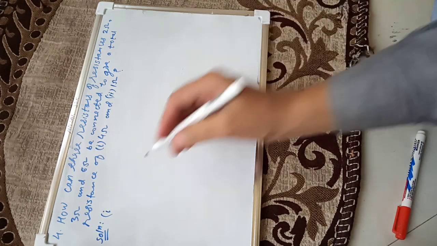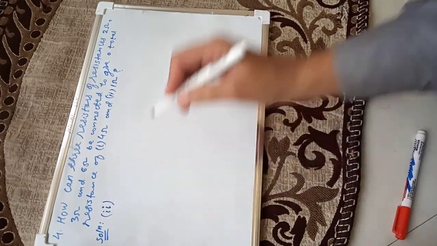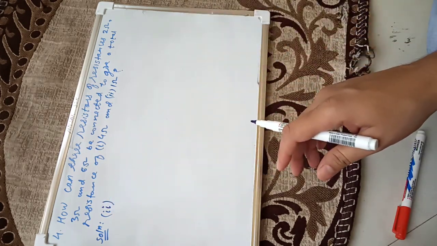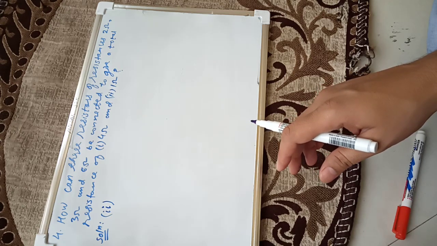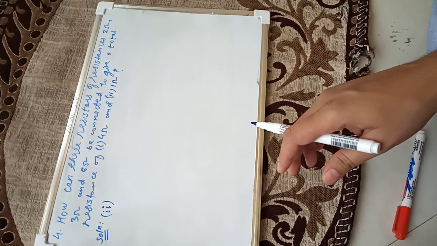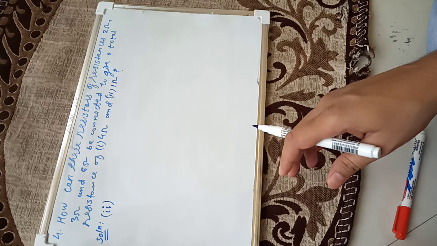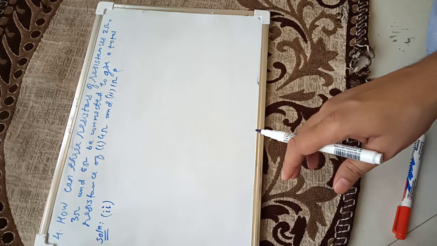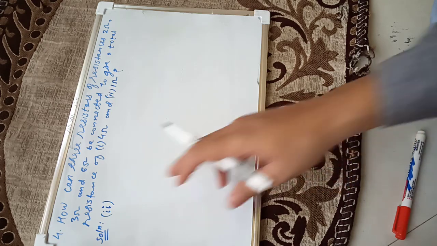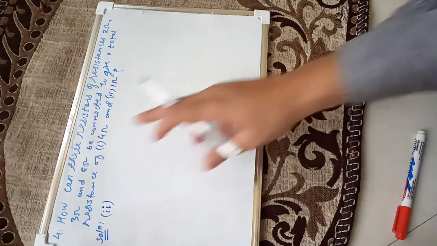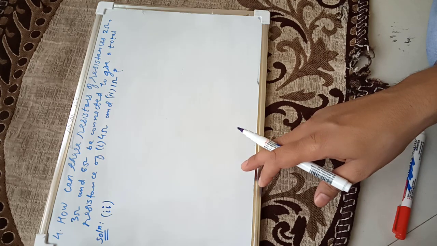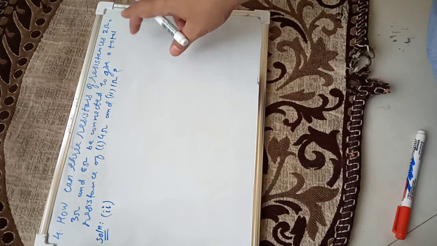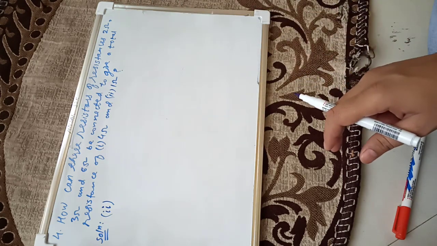Now we will solve for the second part. Second part. How can three resistors of resistances 2 ohm, 3 ohm and 6 ohm be connected to give a total resistance of 1 ohm? Now we want only 1 ohm resistance. So what do you think? We already know that 3 ohm and 6 ohm are connected in parallel, so they give 2 ohm resistance, and that 2 ohm resistance, if connected in parallel with 2 ohm resistance, we will get 1 ohm.